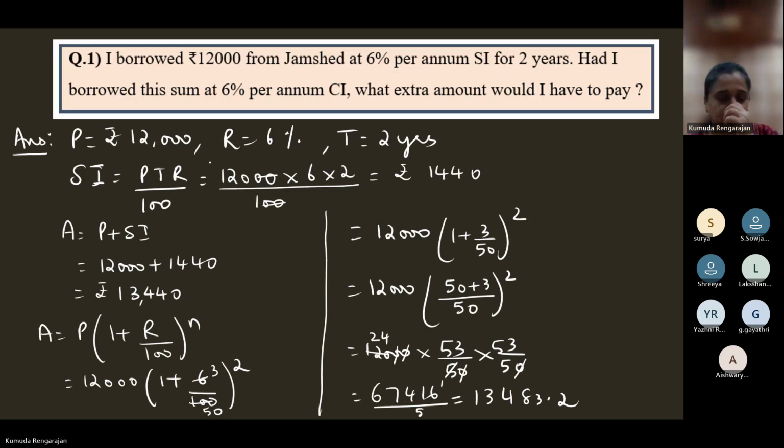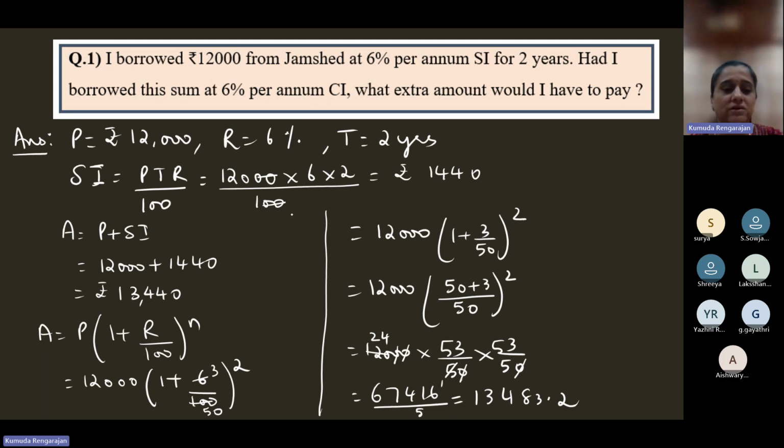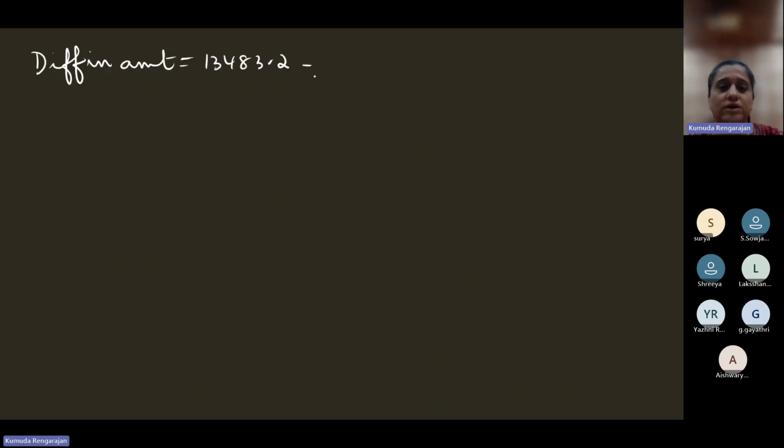So difference in amount is equal to 13,483.2 minus what's the amount to be repaid under simple interest? 13,440. See, to find the difference in amount, you can work CI minus SI, or you can work the amount under compound interest minus the amount under simple interest. Both will give the same answer.